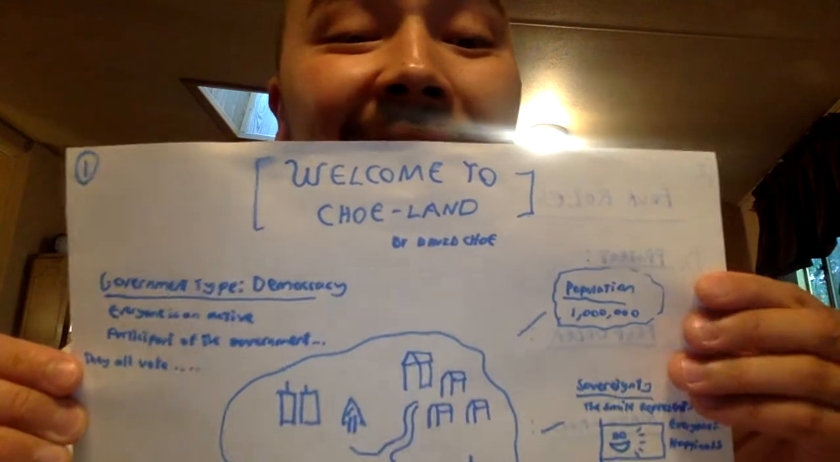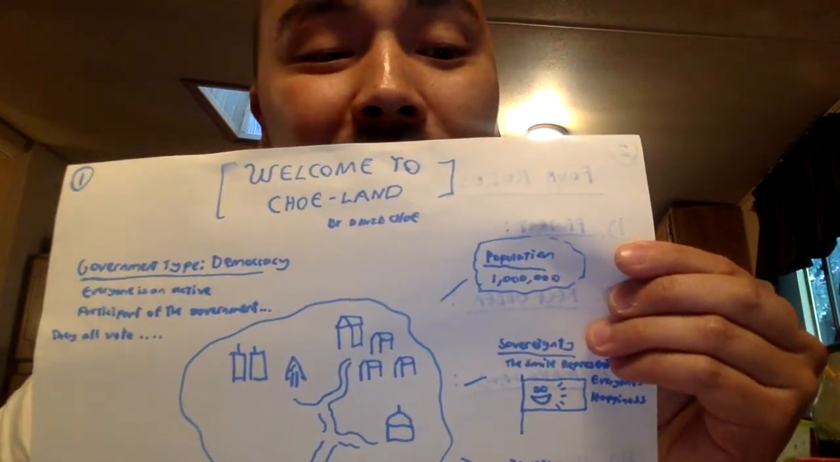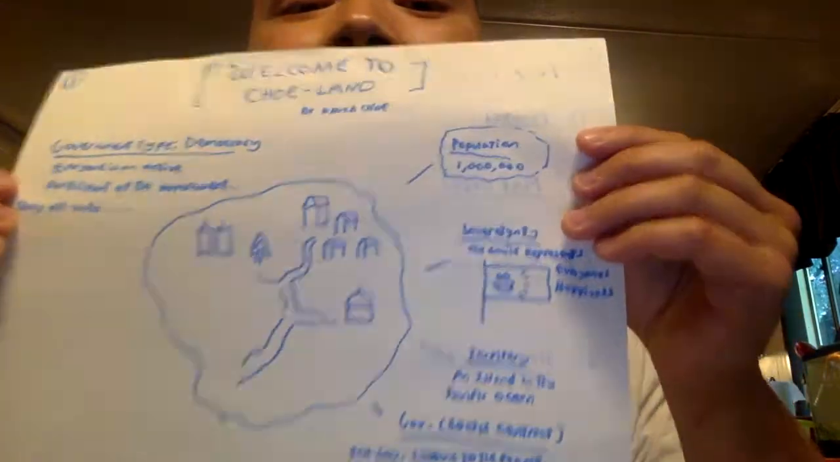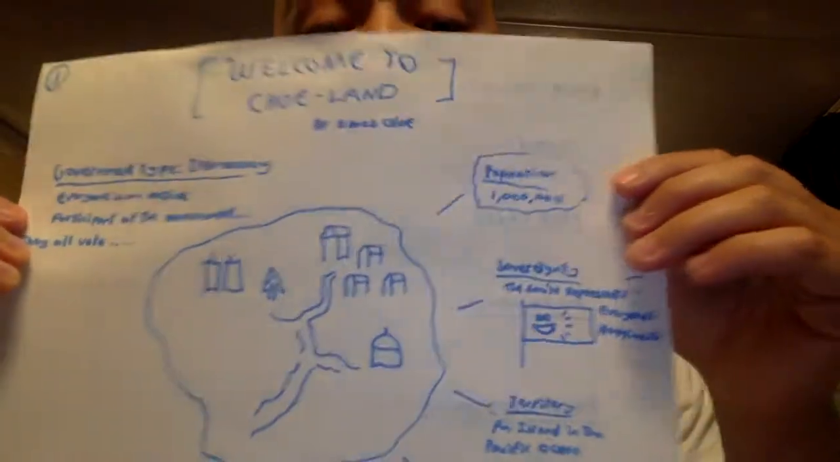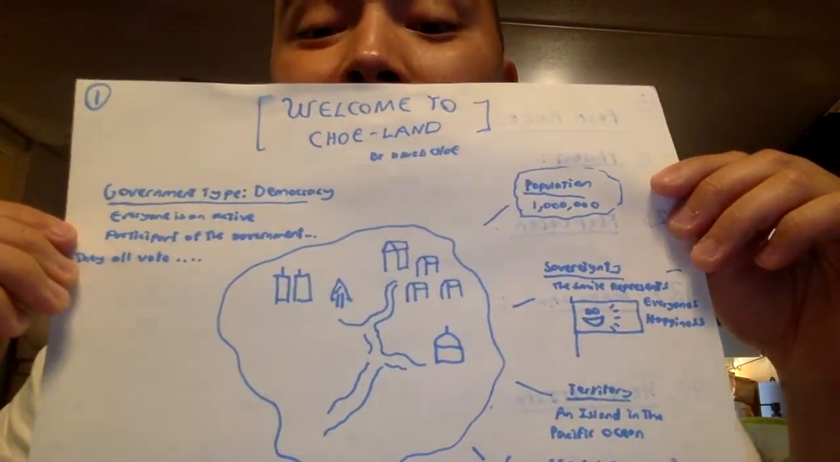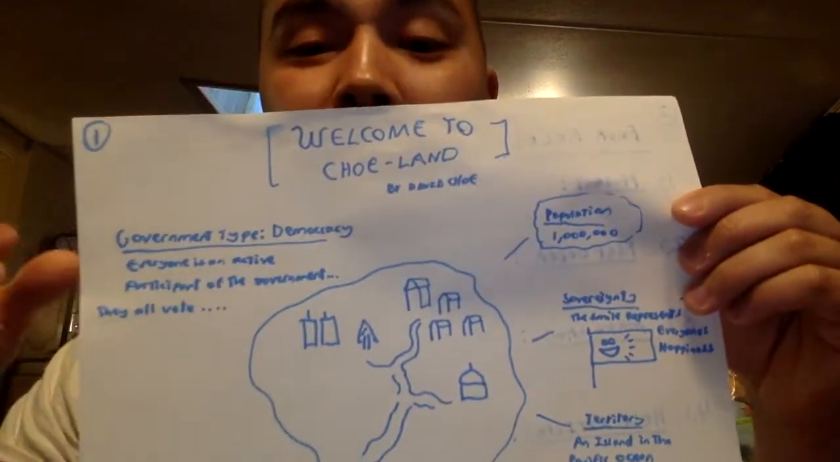So welcome to Choland. You want to have an example of a government type with a brief explanation of how that government functions. You can have a fictional picture of it as well. You can have some fun with that. Fictional population, because remember the government soup, so to say, you have different elements that allow for governments to form.